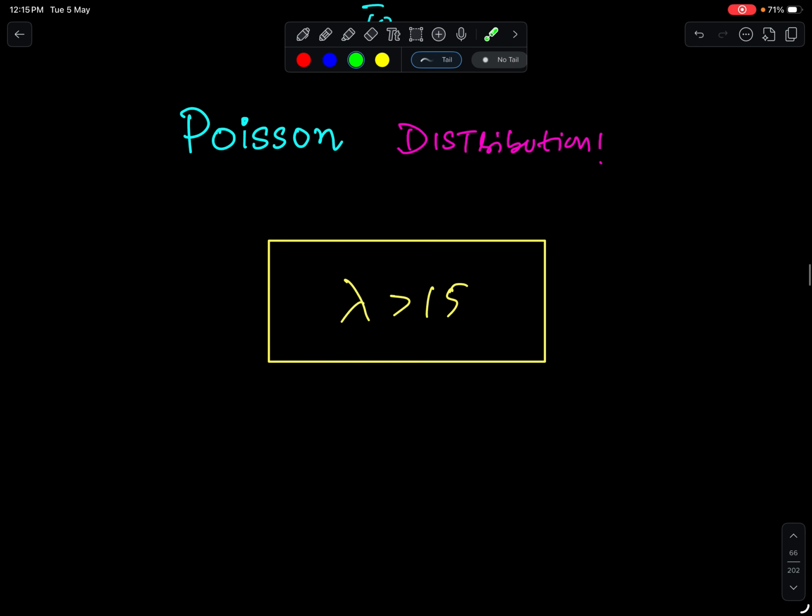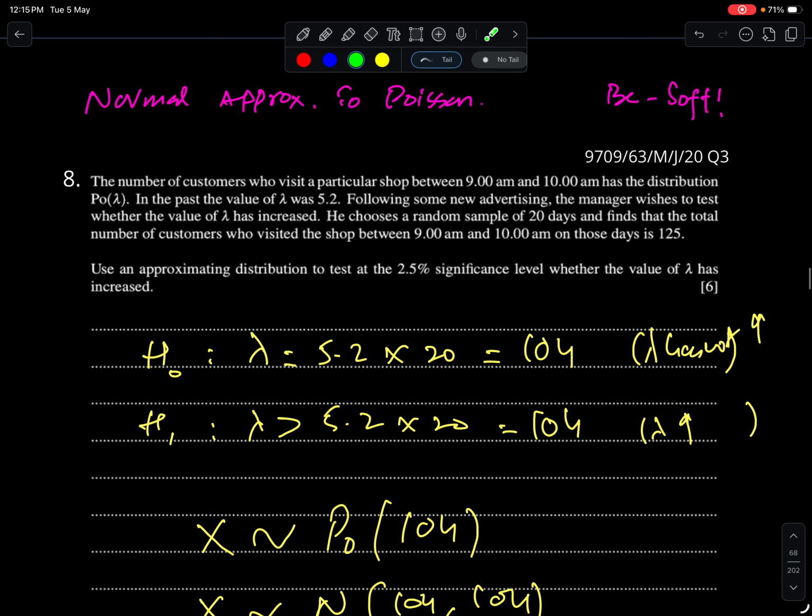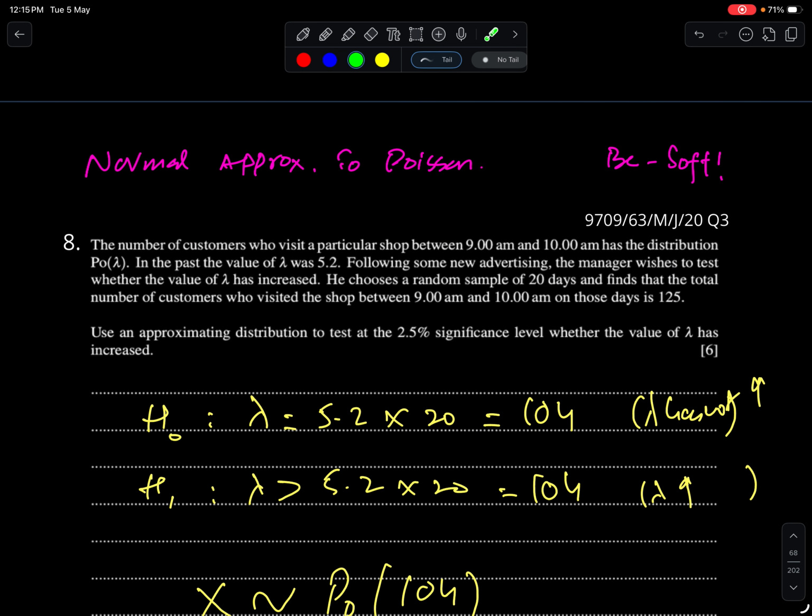Normal approximation to Poisson distribution. The number of customers who visit a particular shop between 9 and 10 a.m. has this distribution. Past lambda was 5.2, and it has increased, so use the greater-than sign. This is per day, so for 20 days we get 104. Since lambda is greater than 15, use the normal approximation.